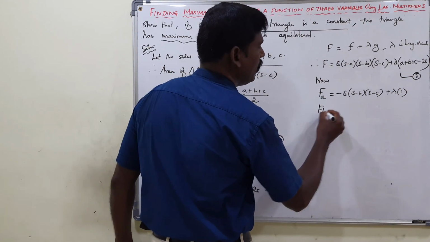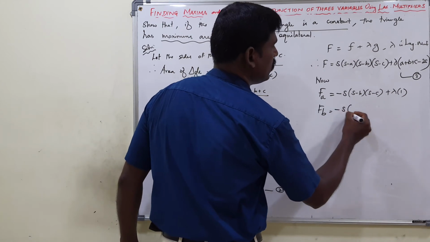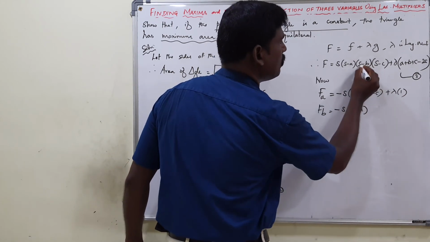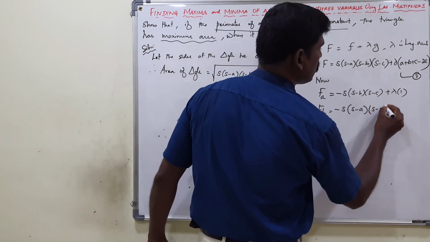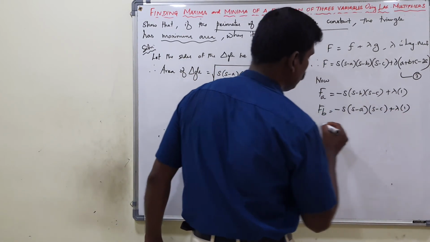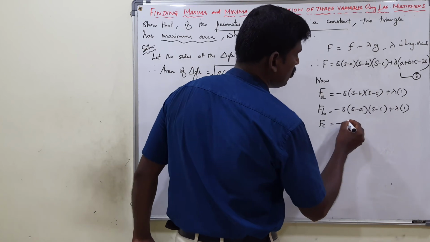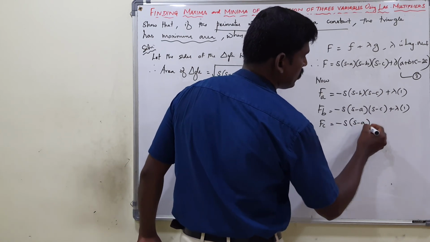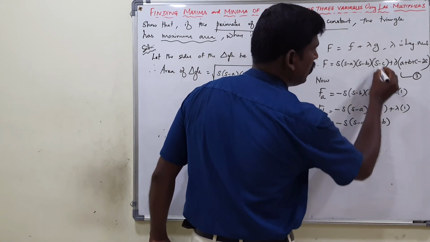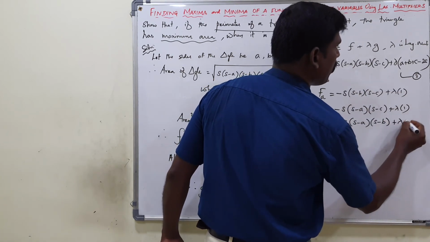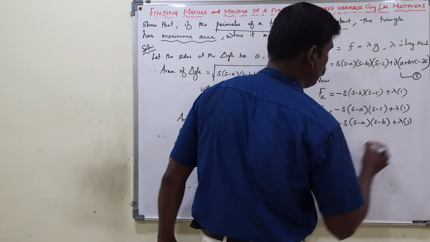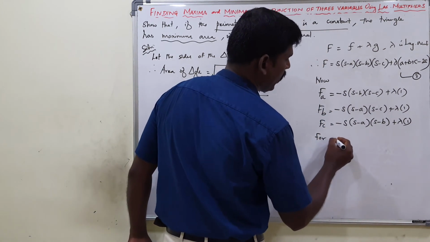What is FB? Same method: minus S into (S minus A), this becomes minus 1, I just write that minus here, (S minus C) plus lambda into 1. What is FC? Same, S into (S minus A) into (S minus B). This S becomes 0, minus 1 plus lambda into this C becomes 1. Okay.